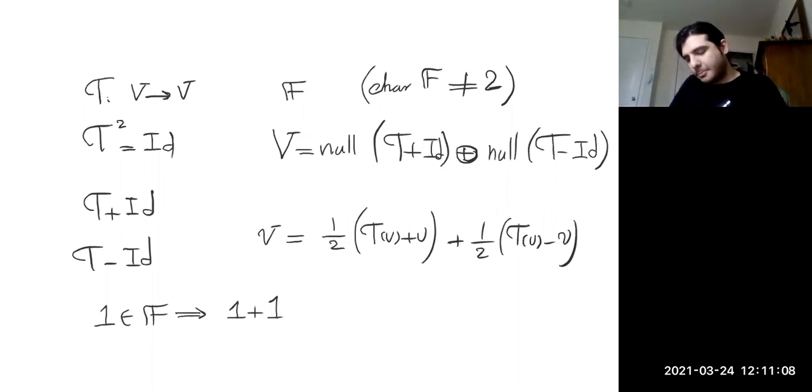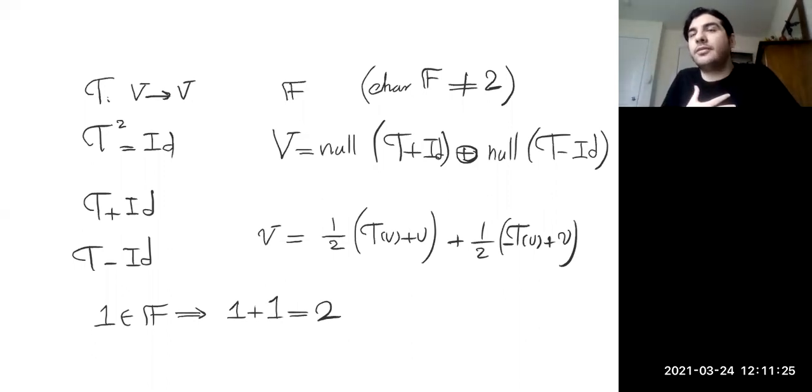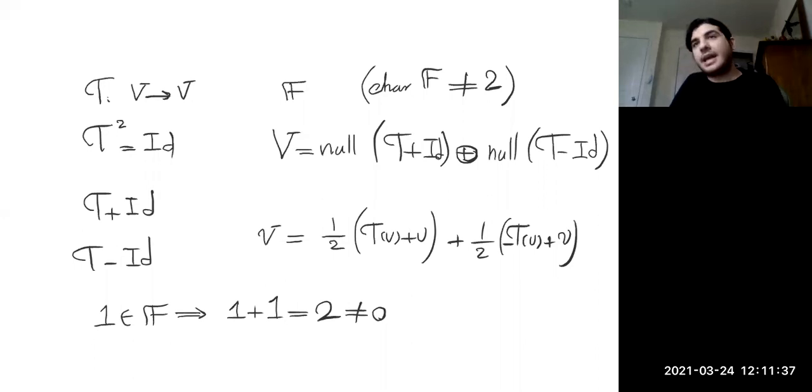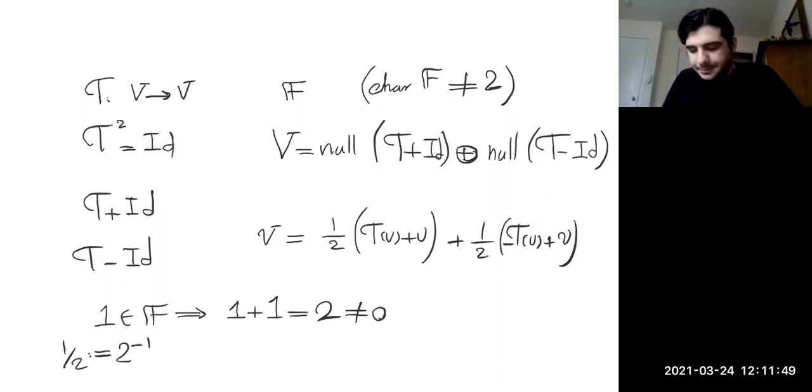Oh, no, it's fine. Oh, you're right. Yeah, sorry. It would be minus Tv plus v. So I have 1 plus 1, which is 2. And because the characteristic is not 2, this is a non-zero element. If 1 plus 1 is equal to 0, then the characteristic of the field would be 2. So this is a non-zero element. And any non-zero element has a multiplicative inverse. There is an element which is the multiplicative inverse of 2. I show that with 1 over 2, just because we're used to writing it like that.